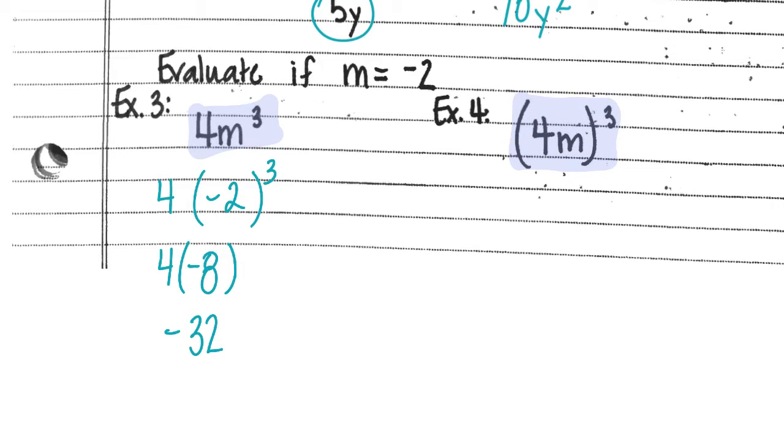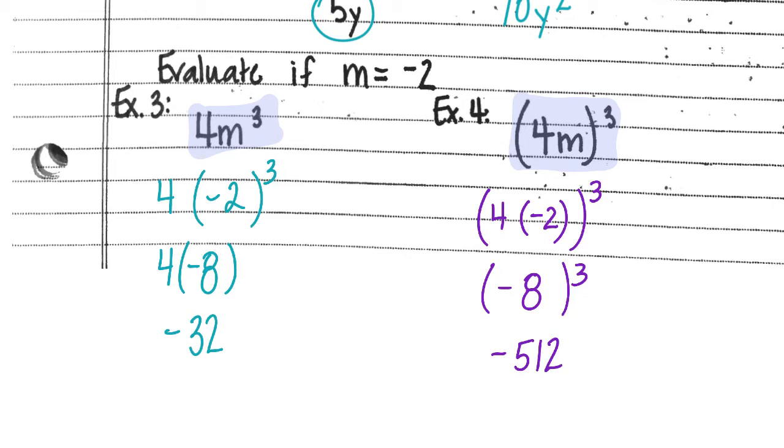Notice that looks so similar to our next question, but in our next question, all of it is cubed. So if all of it is cubed, we're going to take everything cubed, but we have to replace the -2 in for m. So we're actually taking -8 cubed. Do you know what -8 cubed is? Good. The answer is -512.